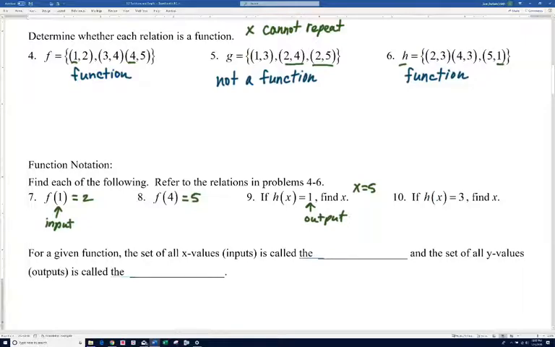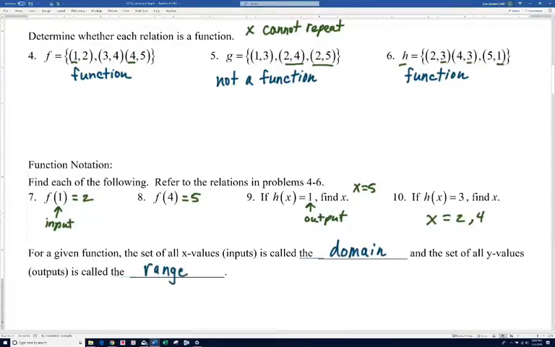All right, similarly on number 10, we're looking for an input such that h of that input has an output of 3. So notice in this case, there's 2 points, if you look at the h function, where the output is 3. So x could actually be 2 different values, either 2 or 4. All right, so now we're ready to go to the next step here.